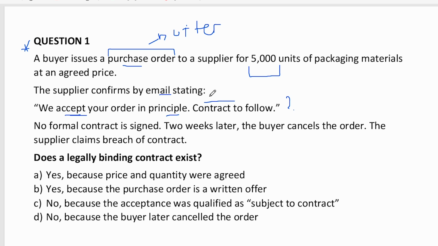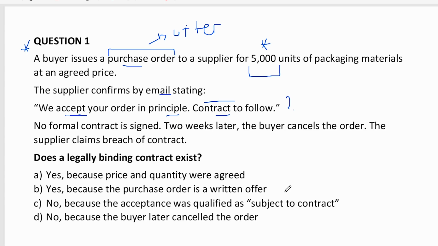I mean, they said, yeah, we are okay with this. We can actually supply 5,000 units. But we actually want a contract in place. So does a legally binding contract exist? Yes, because price and quantity were agreed. Okay, yeah, actually price and quantity were agreed. But yes, because the purchase order is a written offer.